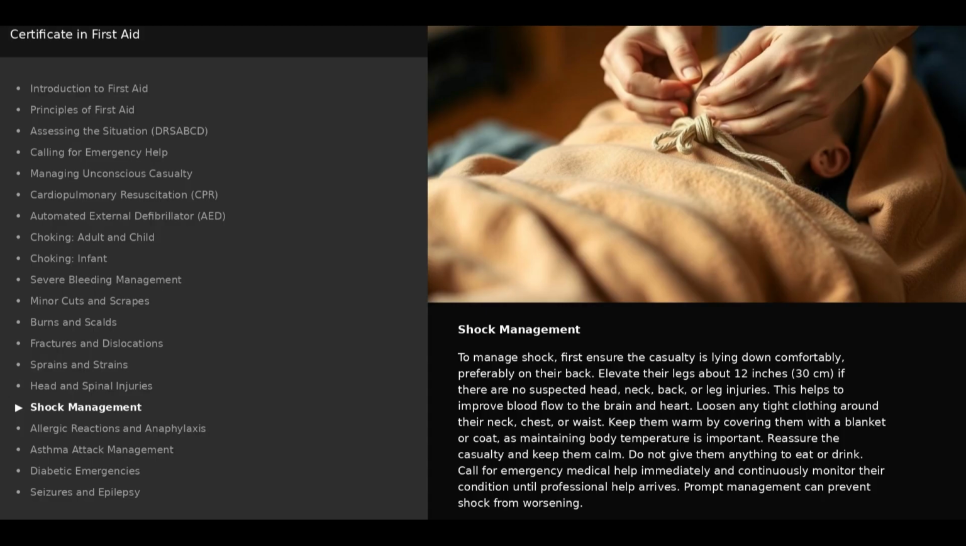Loosen any tight clothing around their neck, chest, or waist. Keep them warm by covering them with a blanket or coat, as maintaining body temperature is important. Reassure the casualty and keep them calm. Do not give them anything to eat or drink. Call for emergency medical help immediately and continuously monitor their condition until professional help arrives. Prompt management can prevent shock from worsening.